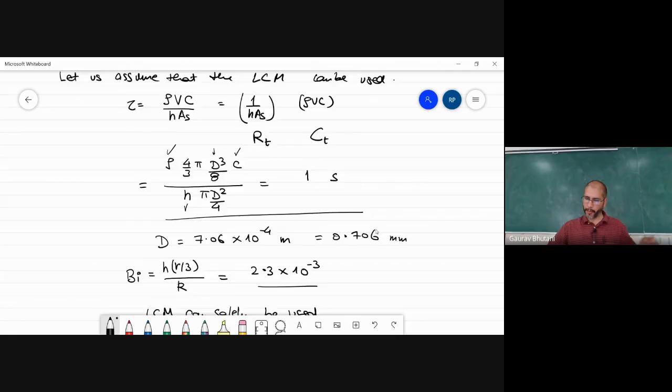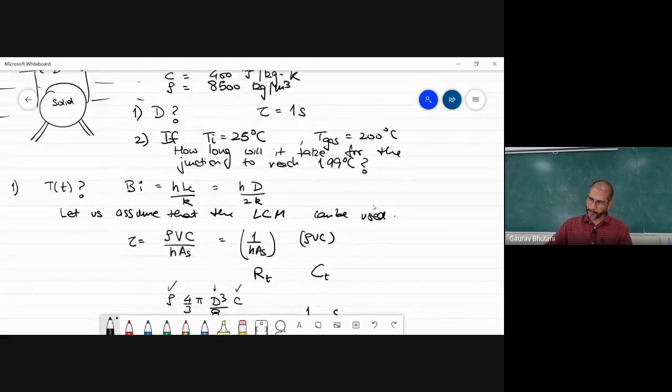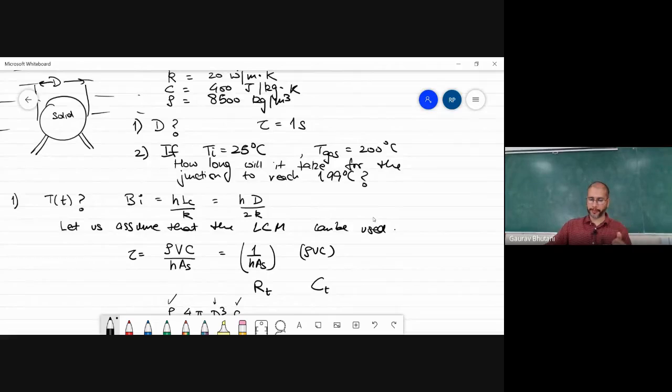The next part is, now that you have a diameter with you, it's been asked of us, if the initial temperature of the thermocouple is 25 degrees centigrade, at ambient temperature, and now you dip it in the gas stream, how long will it take to reach 199 degrees centigrade?